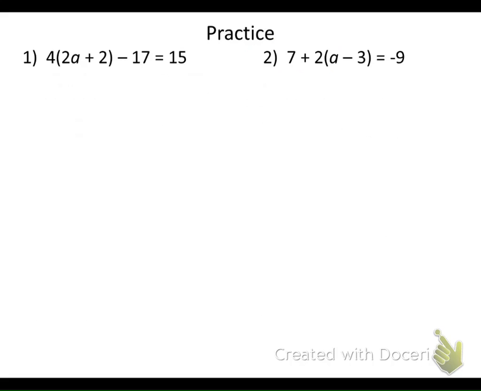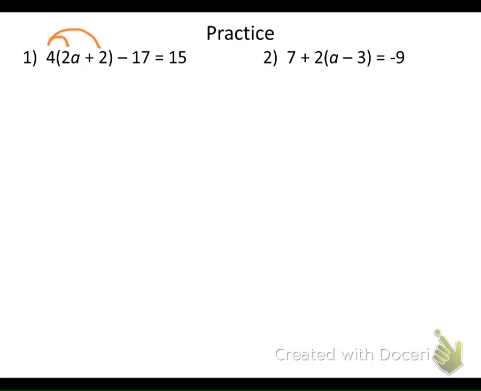So number 1, get this copied down. 4 times the quantity 2a plus 2 minus 17 equals 15. So, like I said, if you look back at the general rules, it says distribute if possible. It's possible to distribute here because I see a parentheses. So we're going to take that 4, multiply in twice.